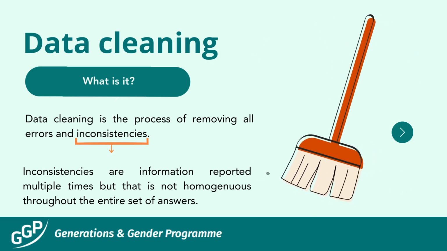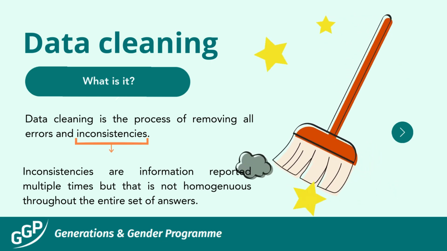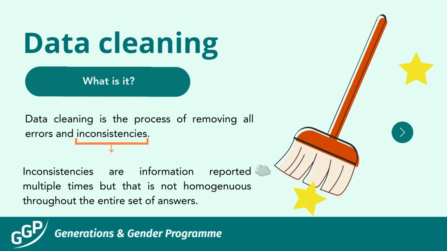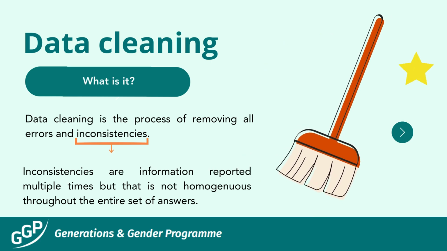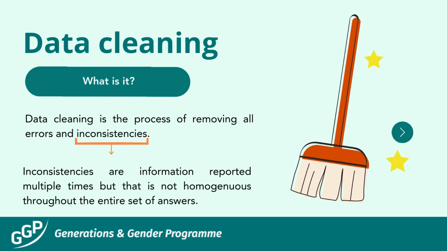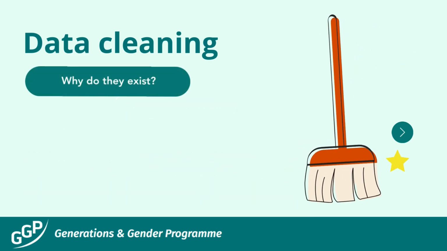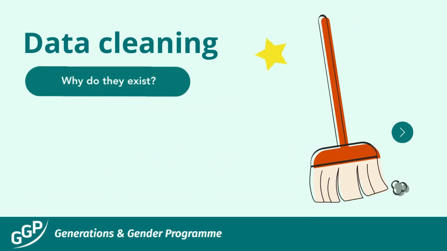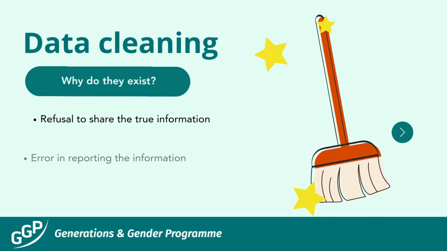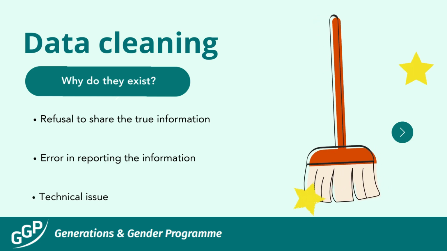Inconsistencies are information that has been reported more than once, but that is not homogeneous throughout the entire set of answers. Example: respondent says he or she would definitely like to have a child in the next years, but then says that his or her ideal number of children intended would be 0. Inconsistencies can originate from different reasons, such as respondents refuse to give the true information, they mistakenly report the wrong one, or as a consequence of technical issues.